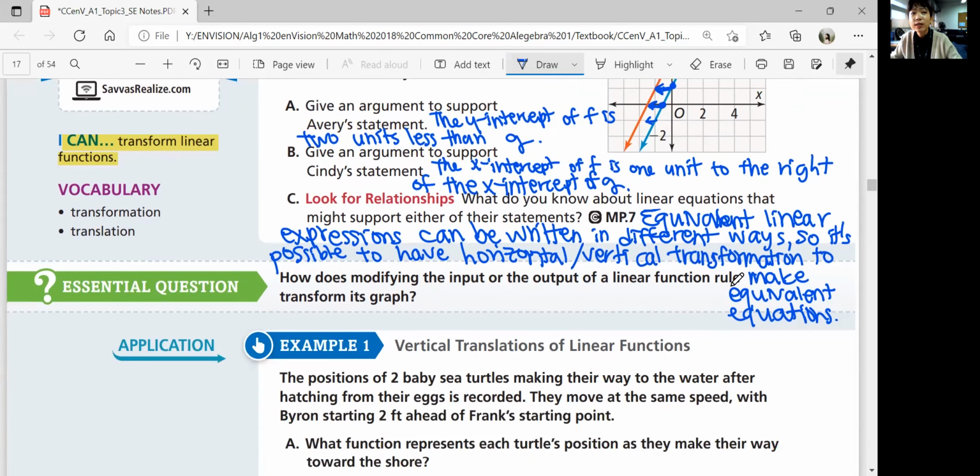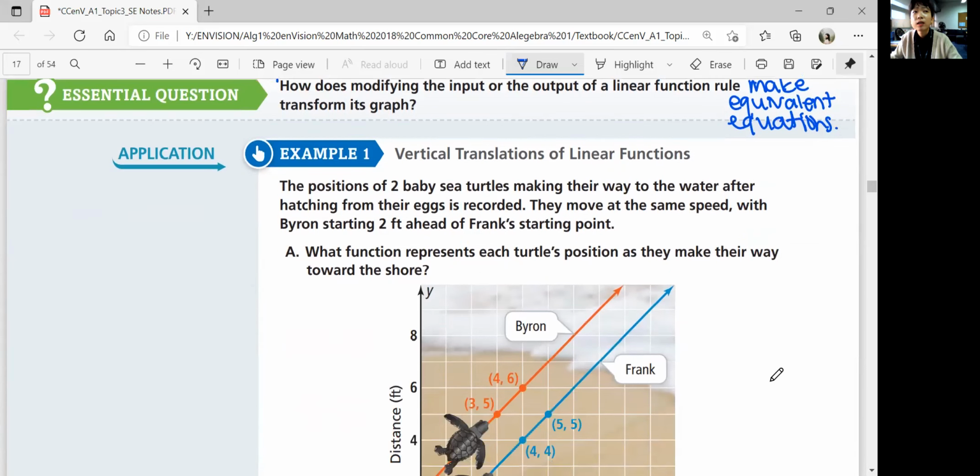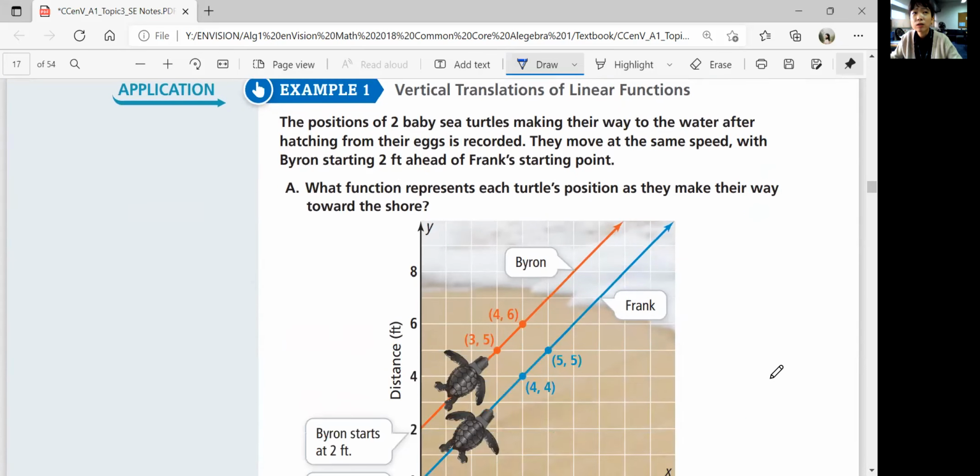Example 1, vertical translations of linear functions. The positions of two baby sea turtles making their way to the water after hatching from their eggs is recorded. They move at the same speed, with Byron starting 2 feet ahead of Frank's starting point. Oh, look, we gave them a name, right? So the left one is Byron, the bottom one is Frank.